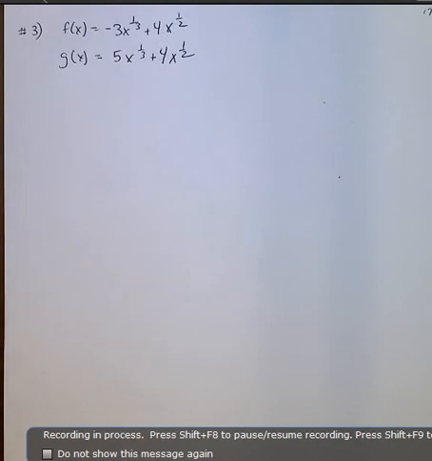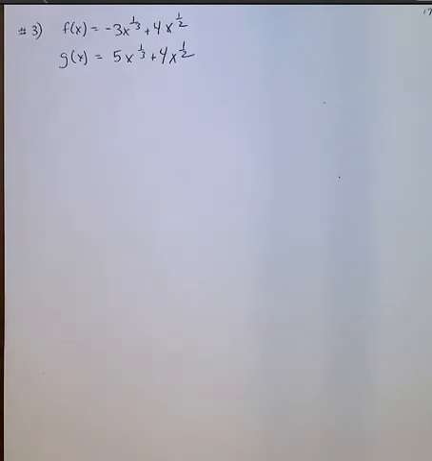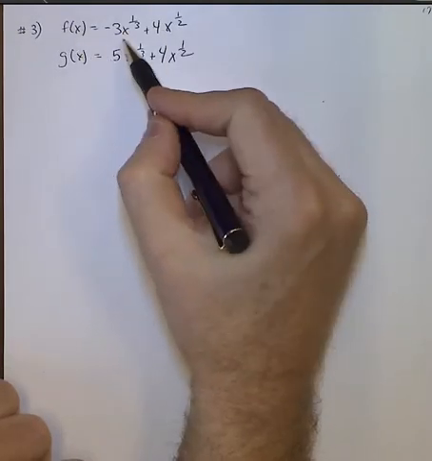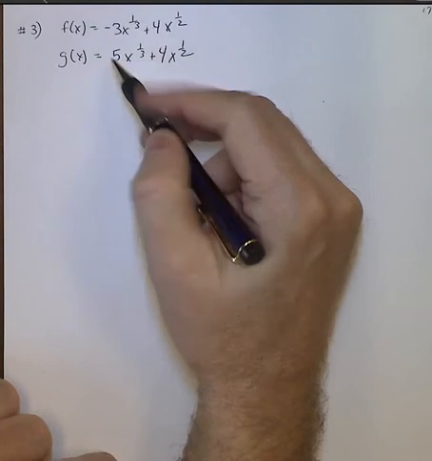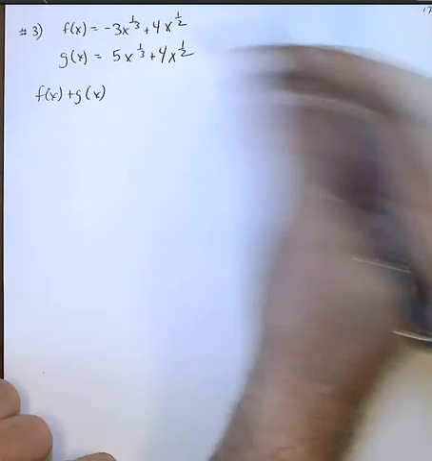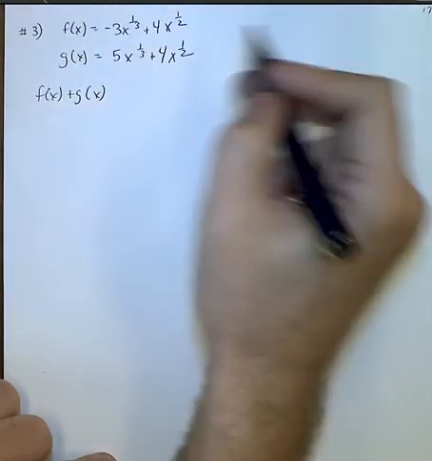Alright, so this is some help for 6.3. One of the homework problems you have to do is number 3. They give you f of x and they give you g of x, and you're asked to solve for f of x plus g of x. So all we're going to do is add f of x to g of x.